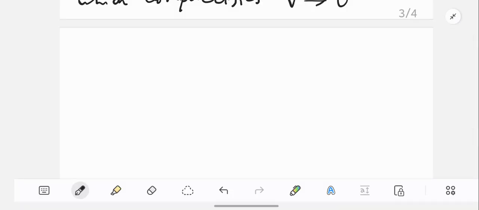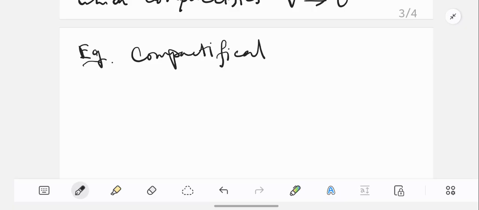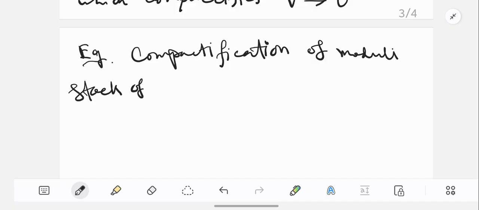So a typical example of compactification is the compactification of the moduli stack of smooth curves by the moduli stack of stable curves.